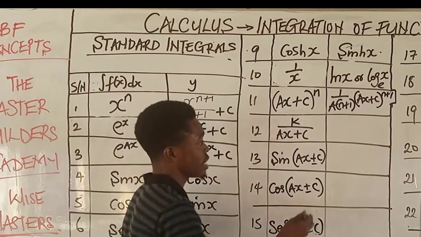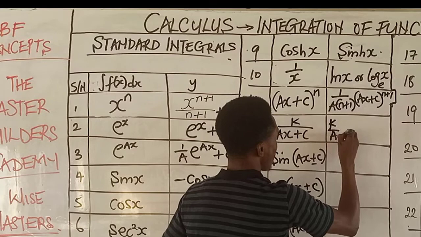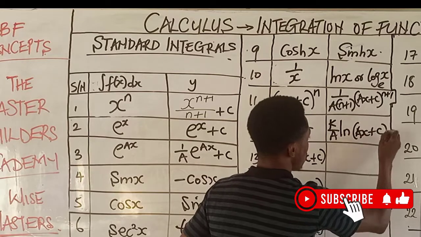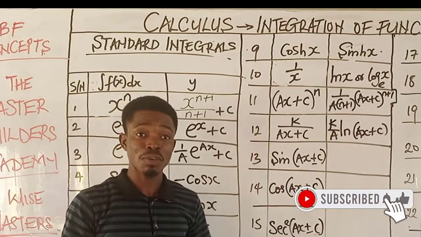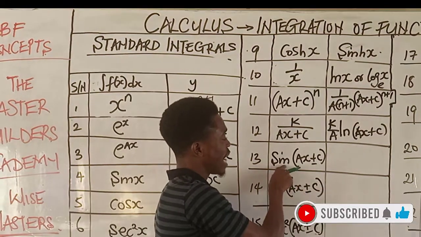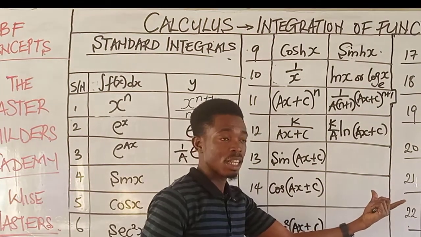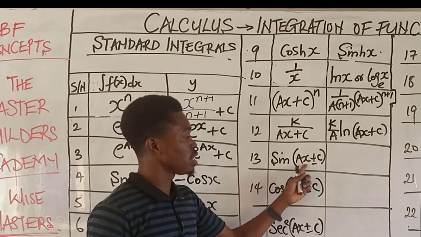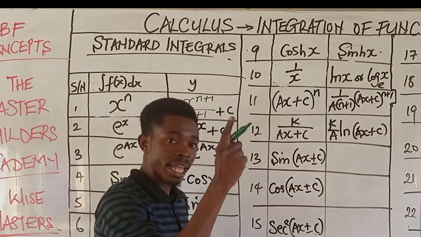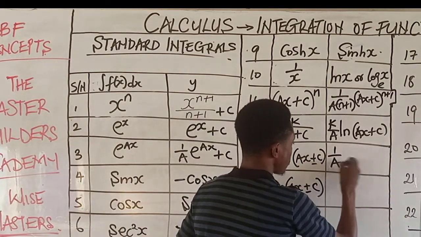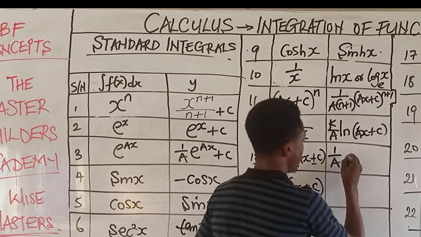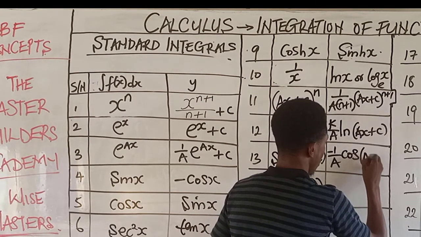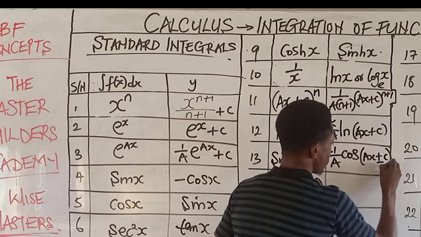So when you integrate a function like this, we have k over a ln of the denominator, ax plus c. So you get to know all of these things in details when we start solving problems. Now when you integrate sine ax plus c, it can also be sine ax only. They are all the same. This is constant. All I need to do is to differentiate the function of x, which would have given us a. I will have 1 over a. And when you integrate sine, you have negative cos. So this would have given us negative cos ax plus or minus c.